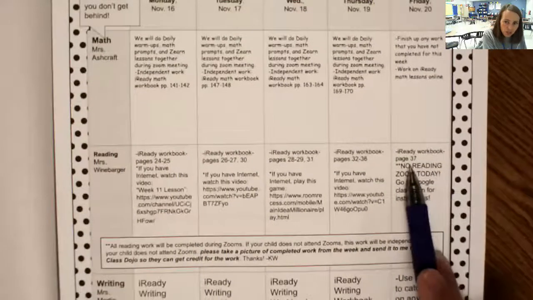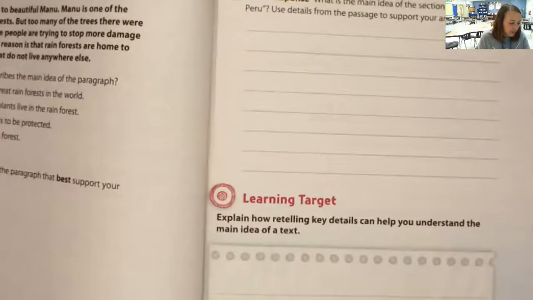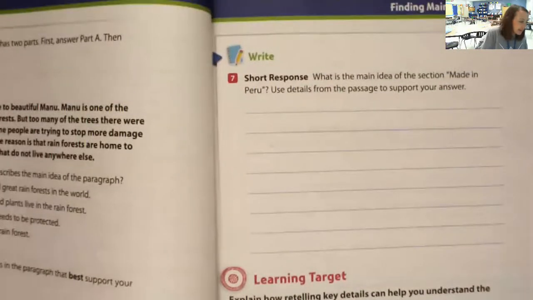Now, Friday's assignment is pretty short. It's just one page. It's this page, page 37. You're going to answer this question and answer this question. And these on 37 go with that passage that you had just read.